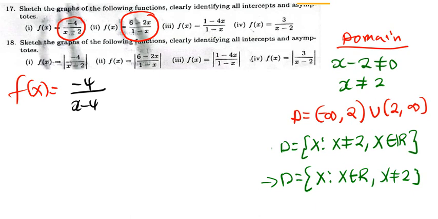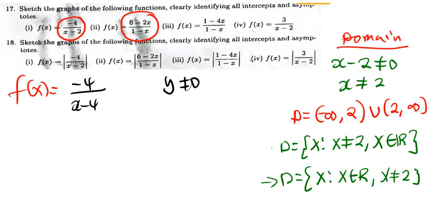When you come across any function, as long as the function is bottom heavy, meaning the power of x on the denominator is higher than the power of x on the numerator, then the range is y is not equal to 0. You don't have to do anything.